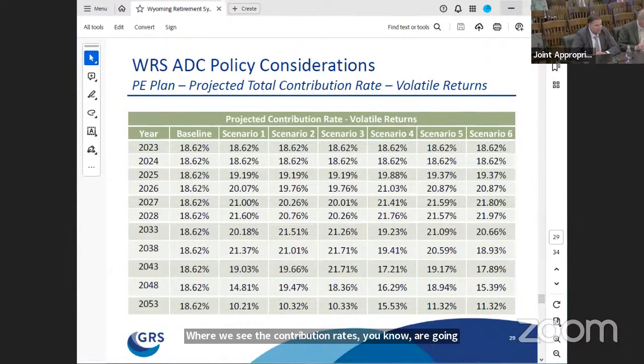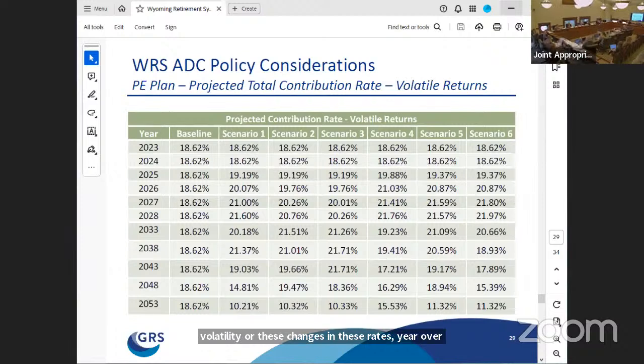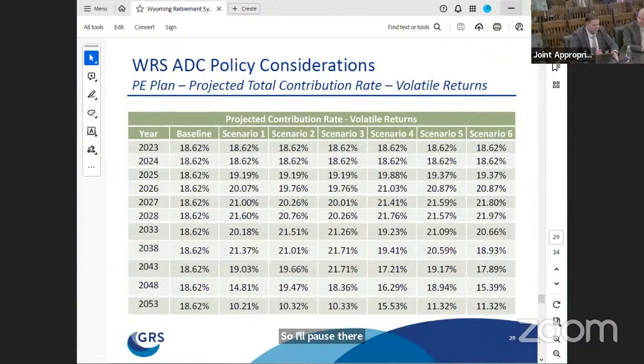You can see that scenario 2 is the one with the pretty tight constraint. Scenario 2 and scenario 3 have tight constraints. You can see how those lag behind a little bit from scenario 1, and so that's why the funding is a little bit delayed. But again, the key takeaway here is, even with stressing this with super volatile returns, we have enough mechanisms in place, either through the guardrails or through the asset smoothing and the layering of the amortization bases, to not have a tremendous amount of volatility or these changes in rates year over year. So I'll pause there and see if there are any questions or discussions on any of these scenarios.